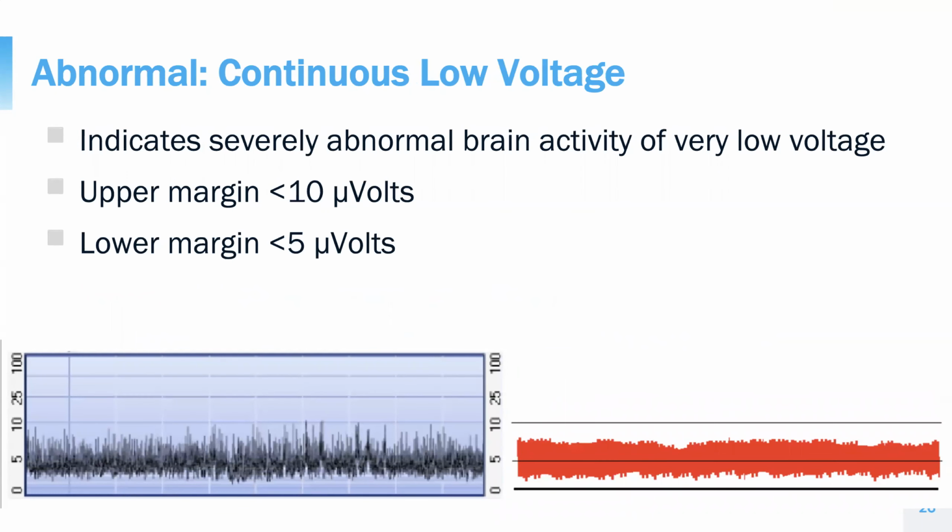So here we have another abnormal pattern. This is called the continuous low voltage pattern, and is also indicative of severely abnormal brain function with very low voltage activity. And in this case, the upper margin is less than 10 microvolts. So you can see that here from the diagram, the upper margin is less than 10 microvolts. And the lower margin is less than 5 microvolts, which you can see here as well. Less than 5 microvolts.